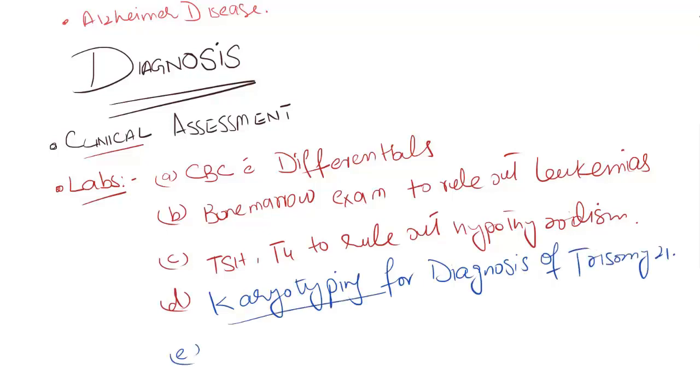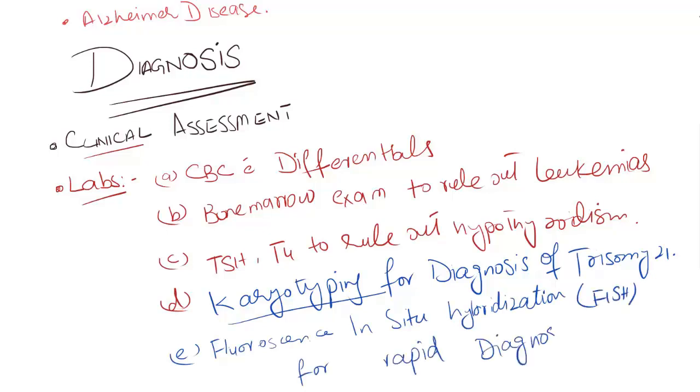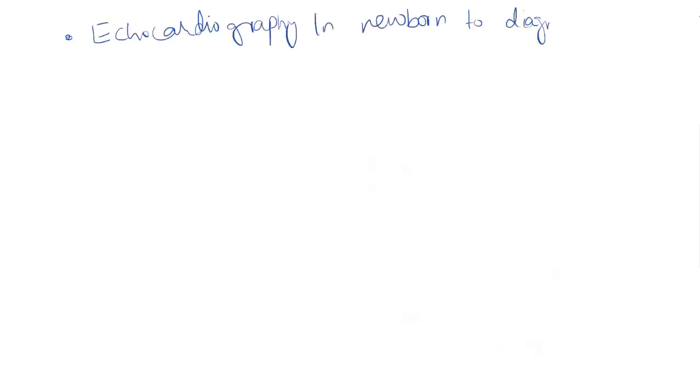Next one is interphase fluorescence in situ hybridization for rapid diagnosis of trisomy 21. Echocardiography in a newborn suspected of having trisomy 21 to rule out cardiac anomalies.